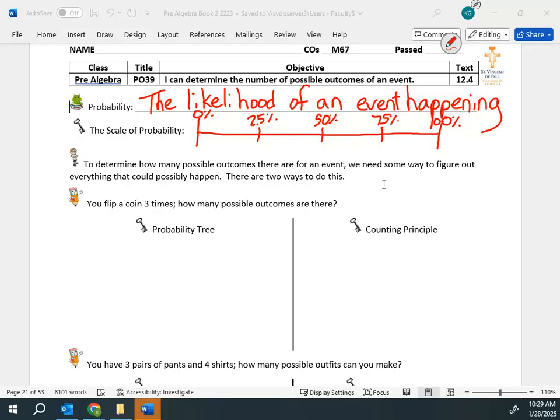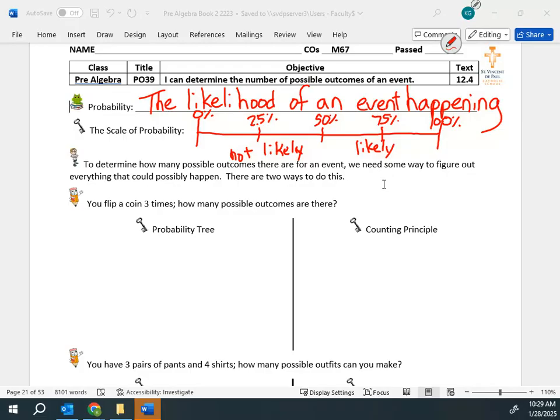Down below 50% means it's not likely. Greater than 50% means it's likely going to happen. We don't know for sure if it will, but there's a good chance it's likely to happen. If it's less than 50%, it's probably not going to happen, right?